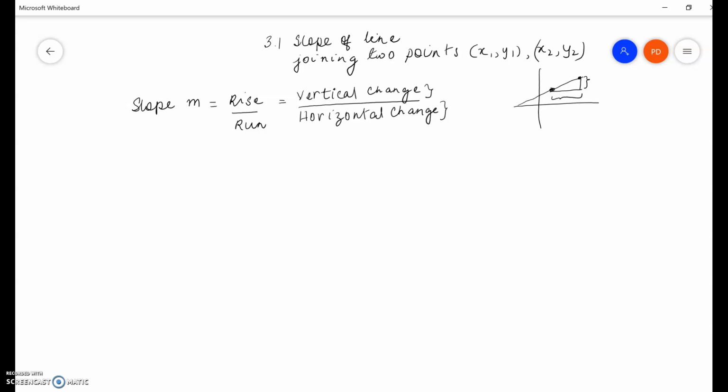So if I'm given 2 points, x1 comma y1 and x2 comma y2, these are 2 different points on the line. Then the vertical change is the difference between the y coordinates, y2 minus y1, and the horizontal change would be x2 minus x1. So the slope of a line joining 2 points x1 y1 and x2 y2 is y2 minus y1 over x2 minus x1. So the difference in the y coordinates divided by the difference in the x coordinates.